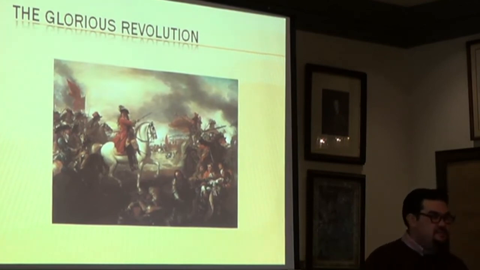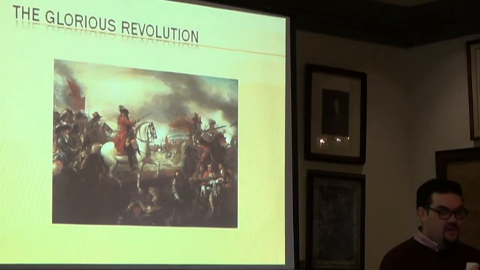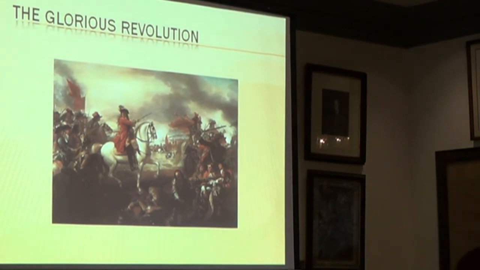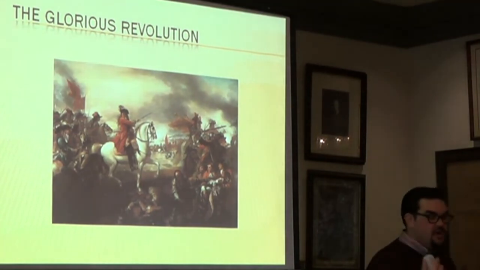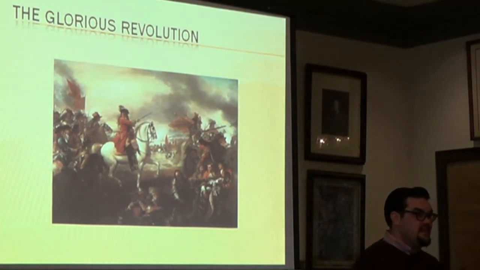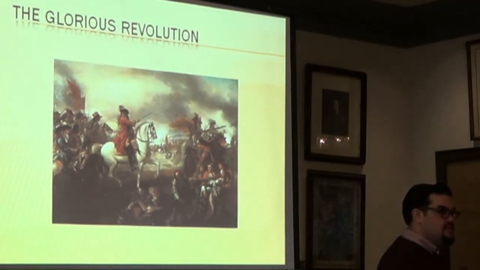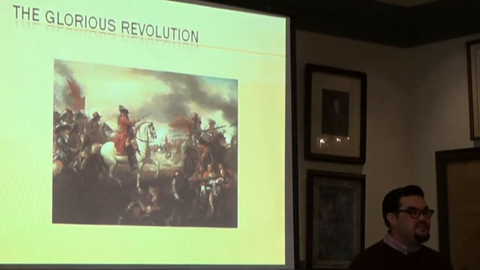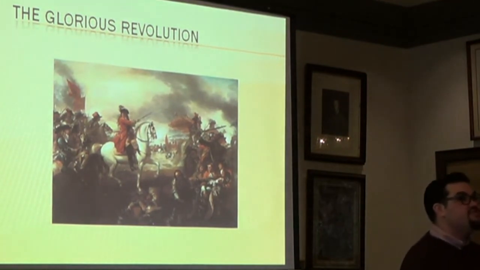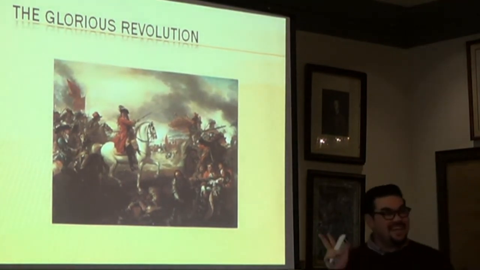So in 1689, Parliament passed a Bill of Rights, and this Bill of Rights established several rights. Firstly, it granted Parliament the sole power of taxation. The king could not tax, only Parliament. And I'll talk more about that in a couple minutes. Secondly, it established individual rights that all Englishmen possessed that could not be infringed upon by anyone in the government.